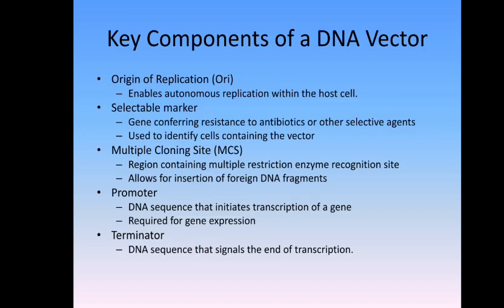Let's see what the key components of a DNA vector are. DNA vectors have multiple key components like origin of replication, selectable marker, multiple cloning site, promoter, and terminator. These components help the DNA vector sustain successfully in the host cell and transfer to the next generation.